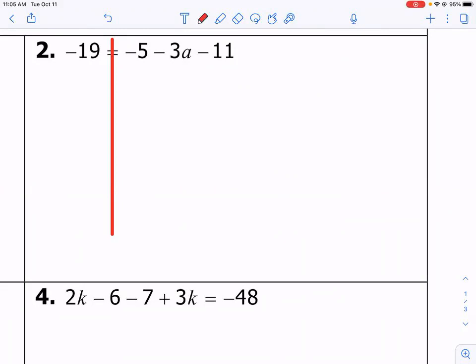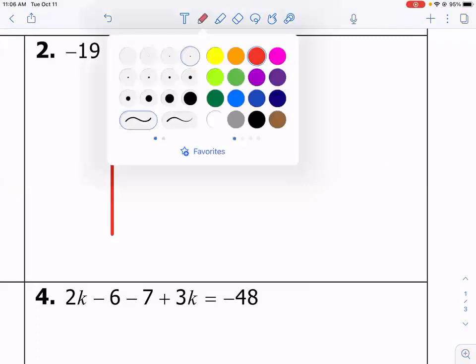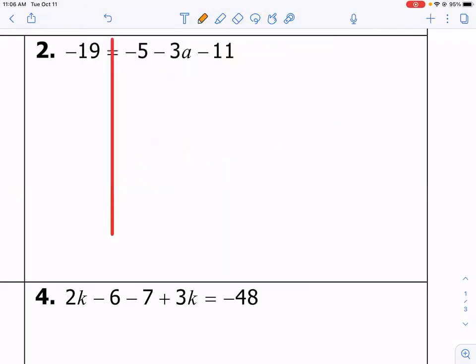Is there anything we need to distribute? No. I do not see any parentheses. We do not need to worry about distributing. However, I noticed that maybe I can combine some like terms because there's a lot going on. So on the left side, I think we're okay. We just have one term. But on the right side, we have 3 terms, 2 of which can be combined. So we have 2 constants and we have 1 term that is a variable. Okay. So we need to combine like terms on the right side here.